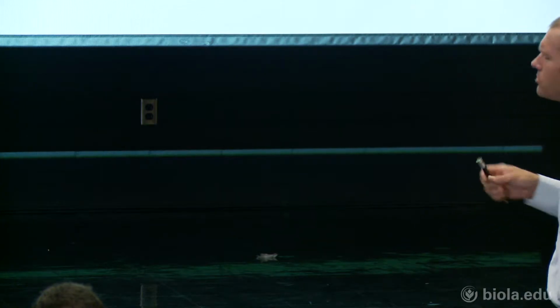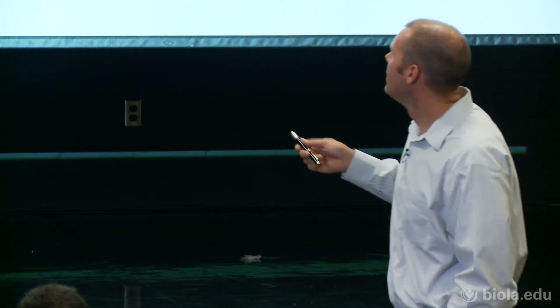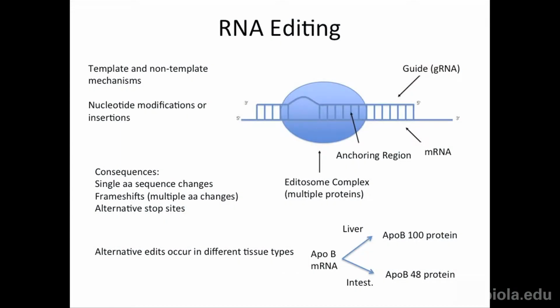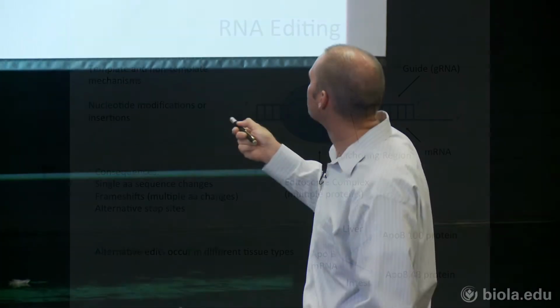There are two general mechanisms of this. It's either template-derived mechanisms or non-template derived mechanisms. And the example here in this illustration is a template-derived. Okay, so here on the bottom is an mRNA. That's a new mRNA that just got made off of the genome. RNA polymerase made it. It gets exported out into the cytoplasm.